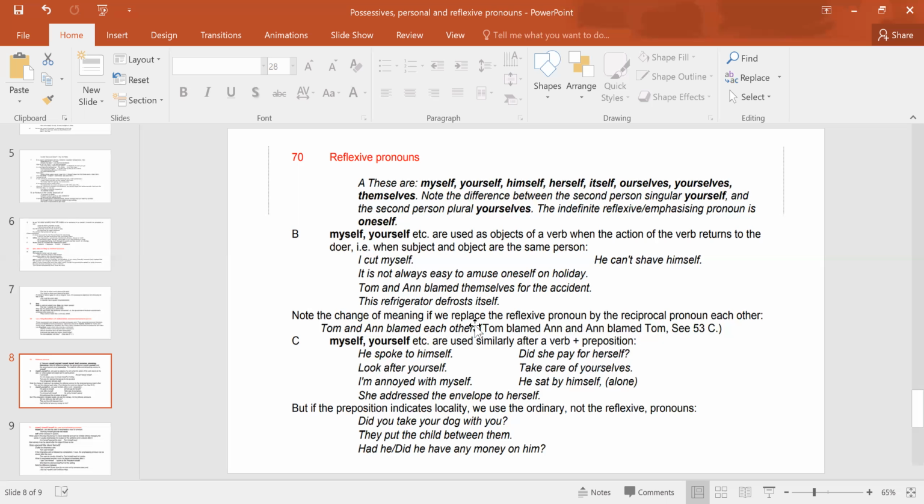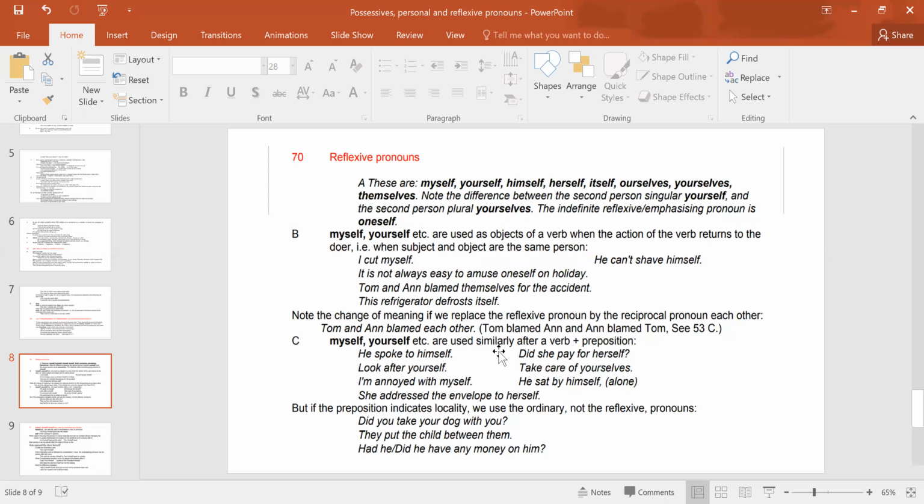Note the change of meaning if we replace the reflexive pronoun with the reciprocal pronoun "each other." For example, Tom and Anne blamed each other. It does mean Tom blamed Anne and Anne blamed Tom. So instead of writing "Tom and Anne blamed themselves," you can write it with "each other." "Each other" is a reciprocal pronoun.